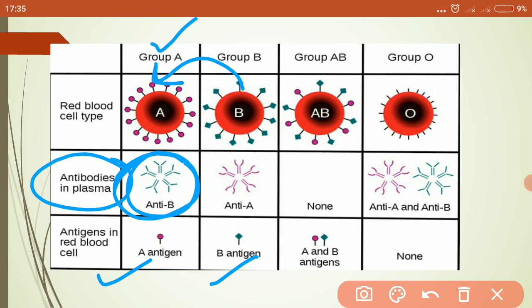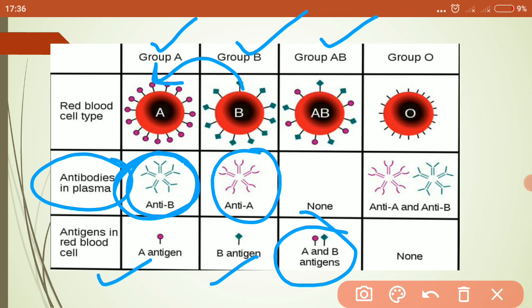Okay. Similarly, if the blood group is B, then the antibody for A antigen is present in the plasma of that person. But if a person has both A and B antigens, that is group AB, then no antibody is present in a person with this kind of blood group.